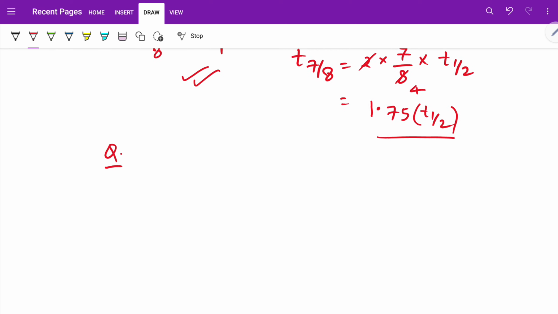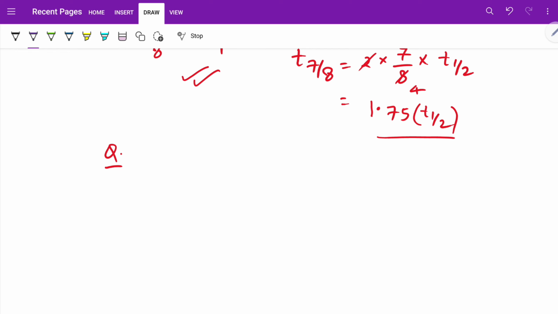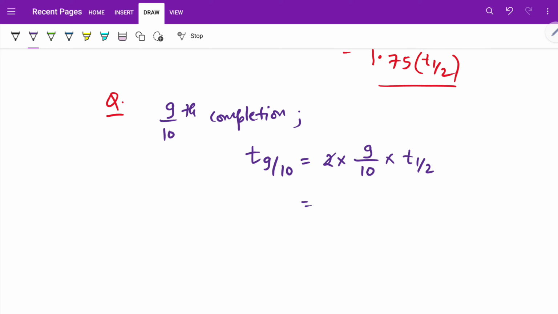Third example, suppose I have any random fraction, time required for 9/10 completion. Again apply the formula. So T 9/10 will be 2 into the fraction 9/10 into T half. So this is 2 5s and 9/5 is 1.8 times of T half. So whatever T half is given, just multiply it by 1.8 and you will get the time required for the 9/10 completion.